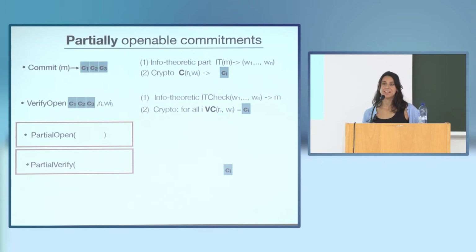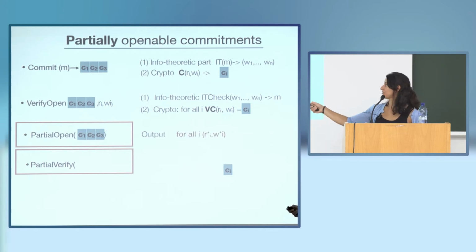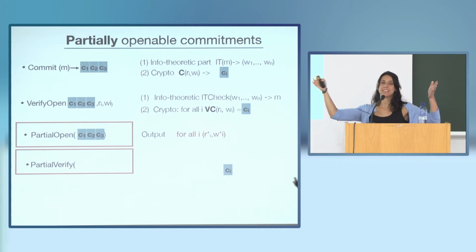Now, partial opening, this is the new thing that one needs. Partial opening is a function that takes as input only the commitments. You don't need any secret, any randomness. You take the commitments as input and are supposed to output the randomness for each crypto part. You should be able to provide randomness that explains each crypto part independently. Everybody should be able to explain the crypto part. Of course, if I see the entire explanation, it should not make any sense. But if I only look at one part at a time, it should make total sense.